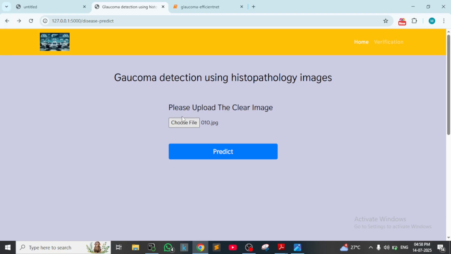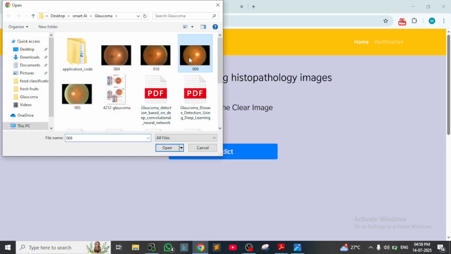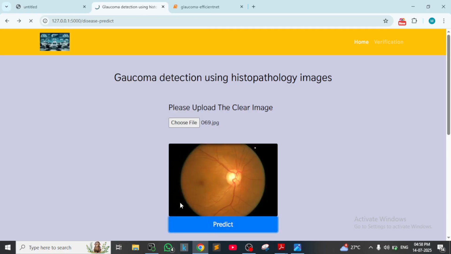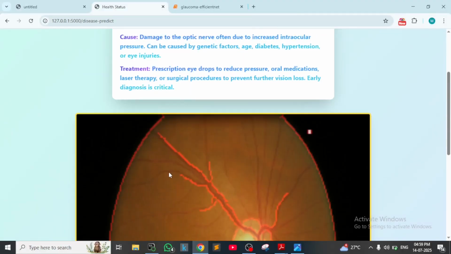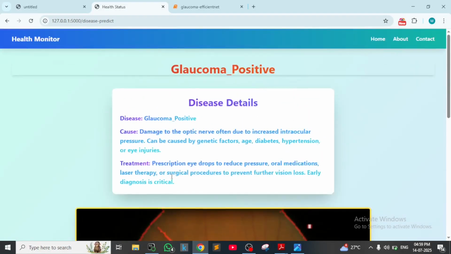Now see another image. This one, predict whether it's glaucoma positive or glaucoma negative. See, this is glaucoma positive. I have already said everything about this. Okay, I explained the cause: damage to the optic nerves due to increased intraocular pressure, can be caused by genetic factors, age, diabetes, hypertension, or eye injuries. Treatment: prescription eye drops to reduce pressure, oral medication, laser therapy, or surgical procedure to prevent further vision loss. Early diagnosis is critical. Okay, this is the image of glaucoma positive.